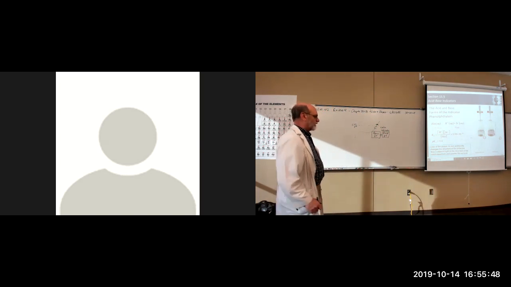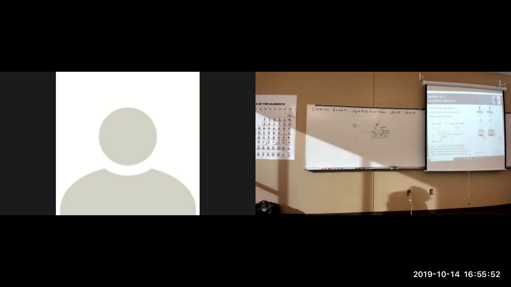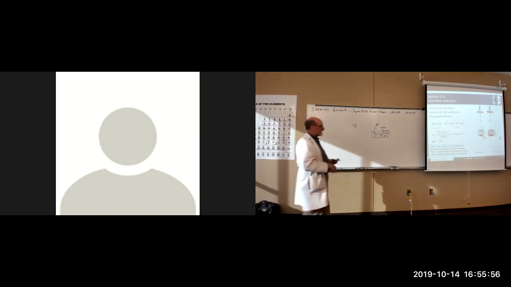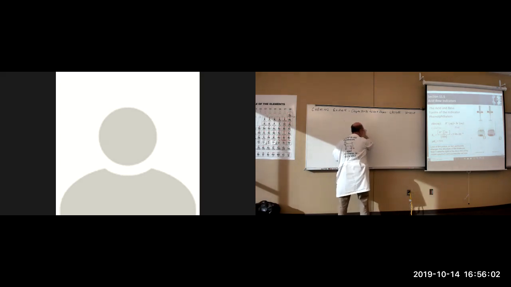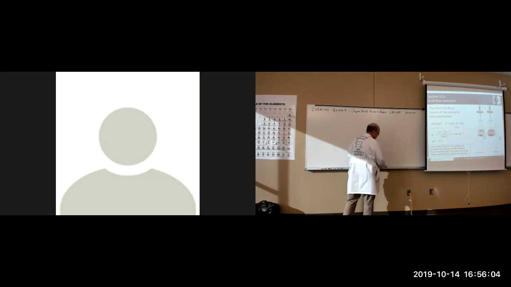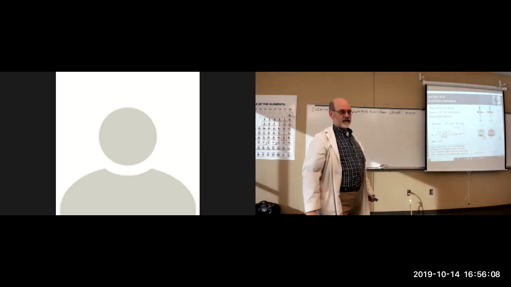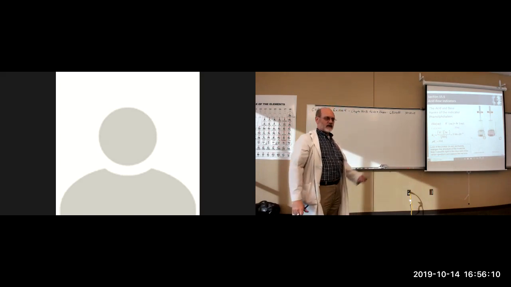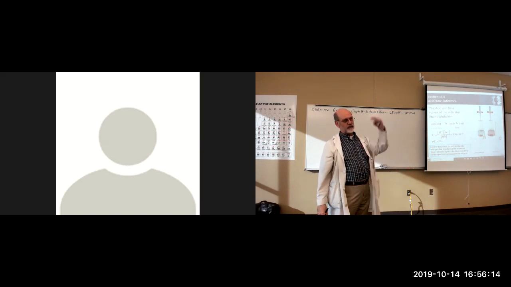Okay. So about indicators. How does an indicator work? An indicator changes color in a specific pH range. Sometimes it changes color several times, depending on the pH. So some indicators can be used for this pH range, or you could use that same indicator for a different pH range.